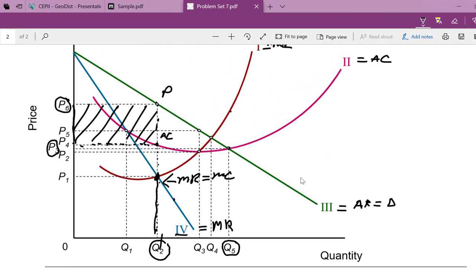So we need to draw the long run curve. This is a short run combination. Now we're gonna draw the long run. Long run looks like this now.